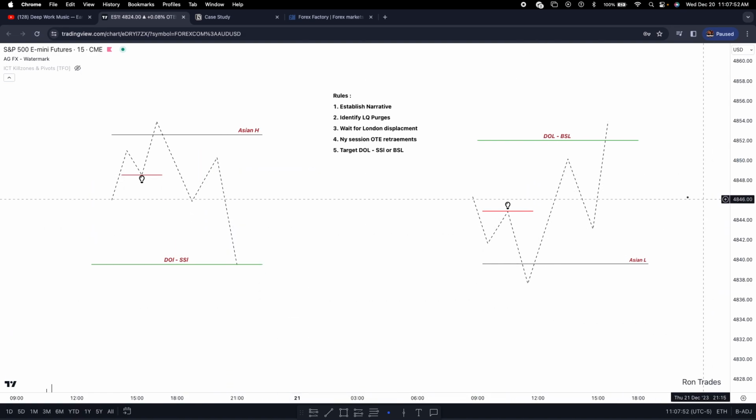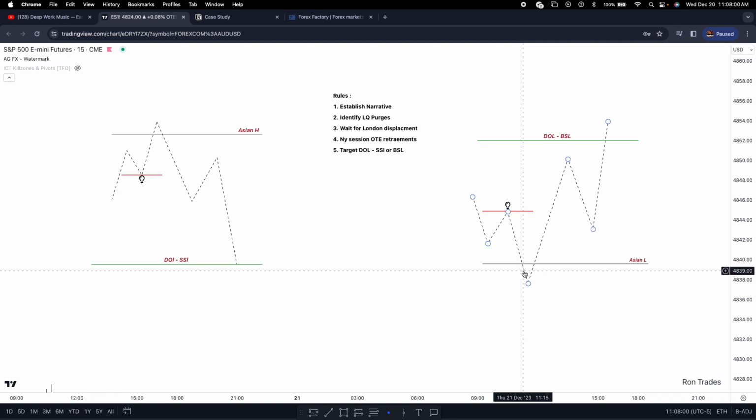Now we're going to go into the buy model here, which is the same exact thing as the sell model. Price ran Asian low. We came into the day with a what? Bullish narrative. So we already know what we should be looking for. We're not guessing. We're not doing none of that predicting. We already know what I am looking for.